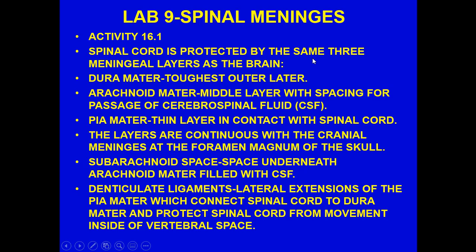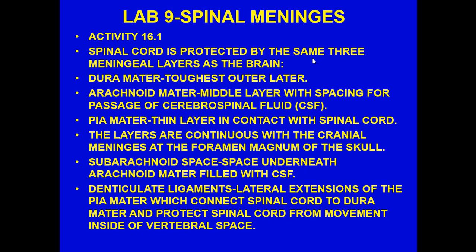Now we're going to move into spinal meninges and the spinal cord. So let's talk about this. This is activity 16.1. Now, the spinal cord is protected by the same three meningeal layers as the brain. I talked about that earlier. You have the dura mater, which is the toughest outer layer. The arachnoid mater, which is the middle layer, providing spacing for passage of the cerebrospinal fluid, CSF. And then you have the pia mater, which is a thin layer in contact with the spinal cord.